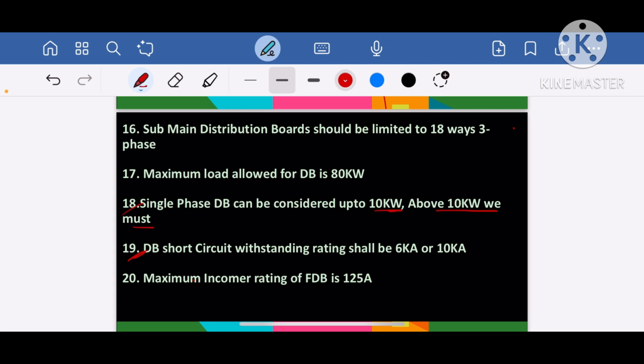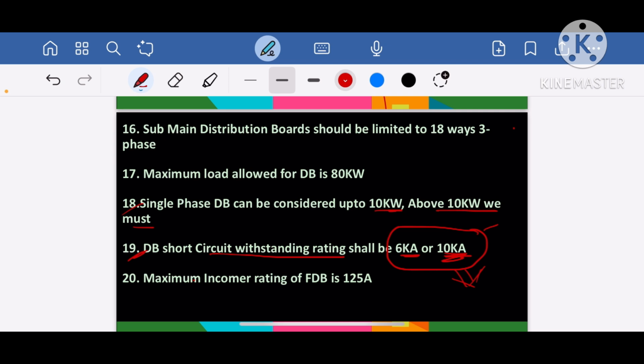Point number 19, the short circuit withstand rating for the distribution board should be 6 kilo ampere or 10 kilo ampere. This is a general term, but we have to go for the prospective short circuit calculation, and based on that there will be a short circuit withstand rating for the final distribution board. In general, when you calculate, in 99.9 cases it will lie between 6 kiloampere and 10 kiloampere, but it is not accurate. I am telling you again, we have to go for the short circuit fault calculation.